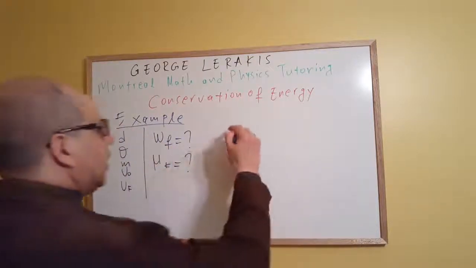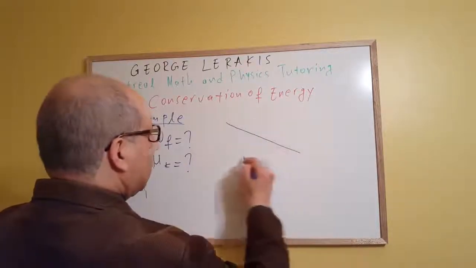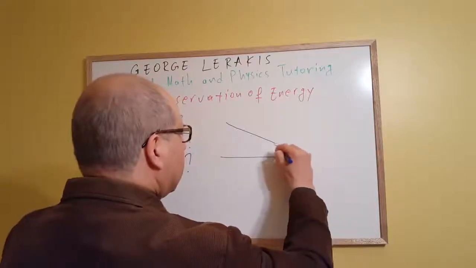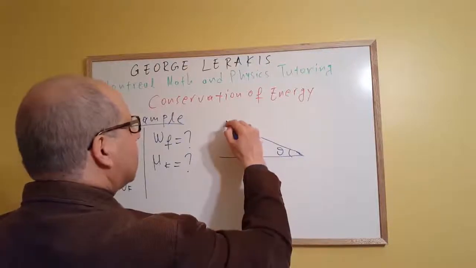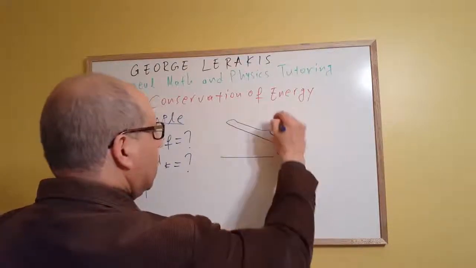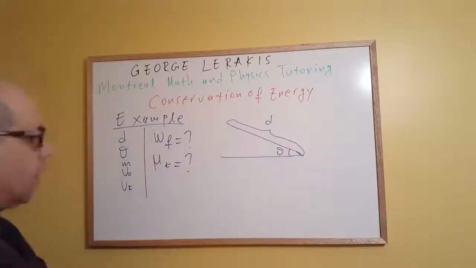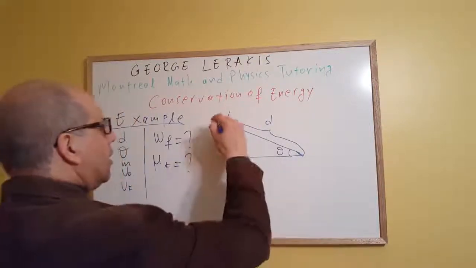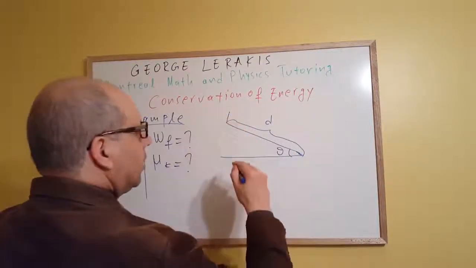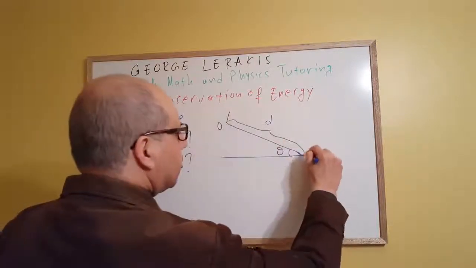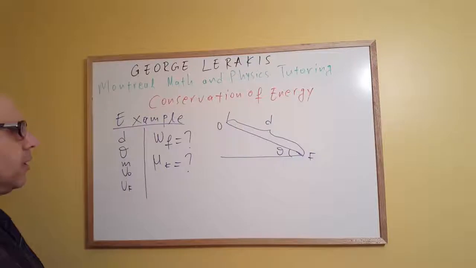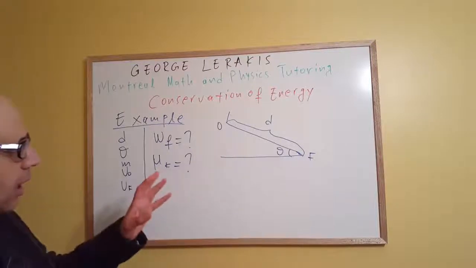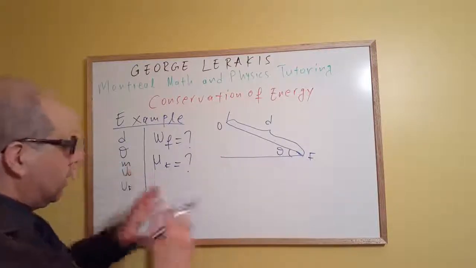So let's do a small diagram. So let's say this is the incline. Let's say this here is theta, and let's say that this distance here is d. And you have, let's say, the guy here. This is the initial position. Let's say O, and this is the final position. Let's say F.